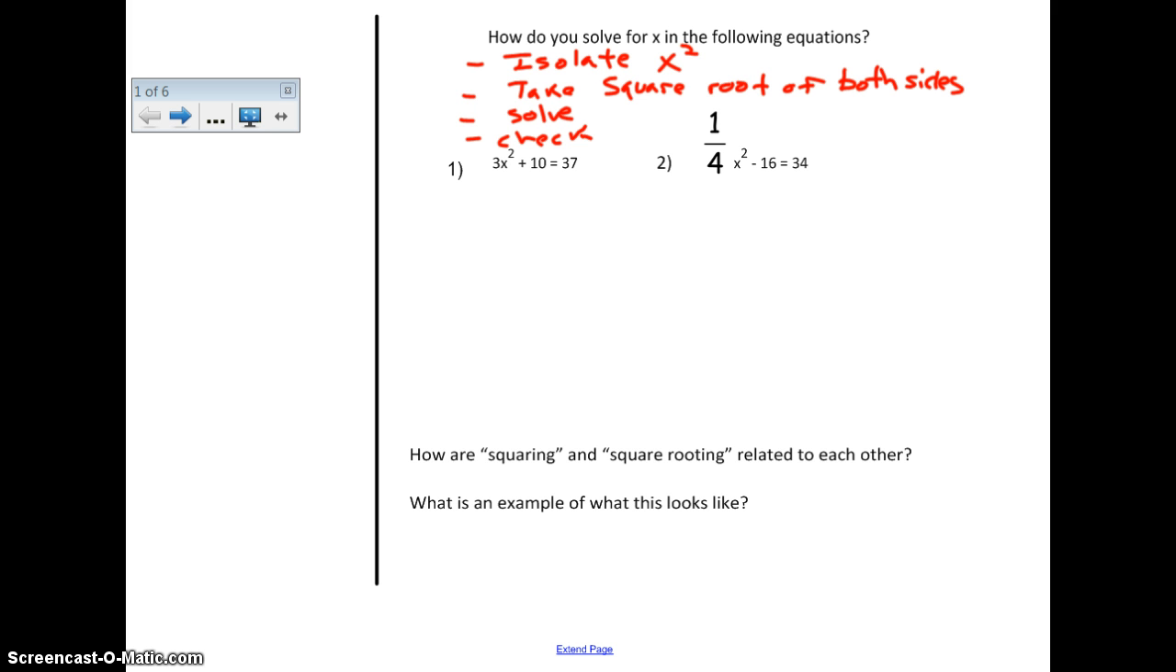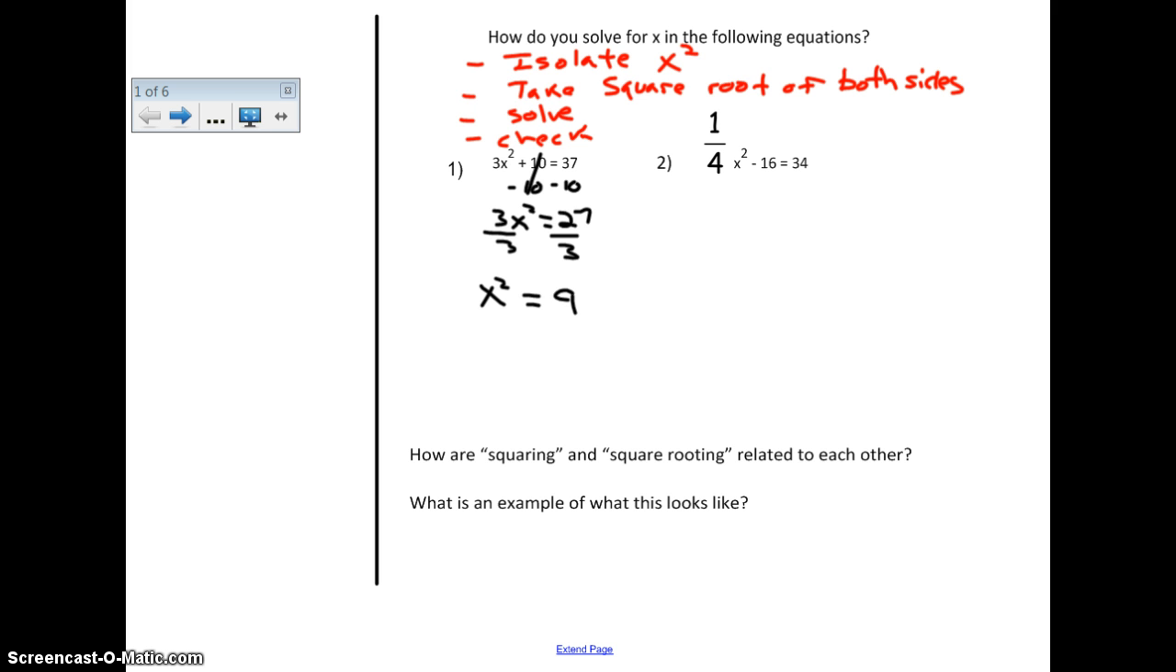3x squared plus 10 equals 37. So we're going to isolate the x squared. You're going to subtract 10 first from both sides. Now we have 3x squared equals 27. Divide both sides by 3. Now you have x squared equals 9.